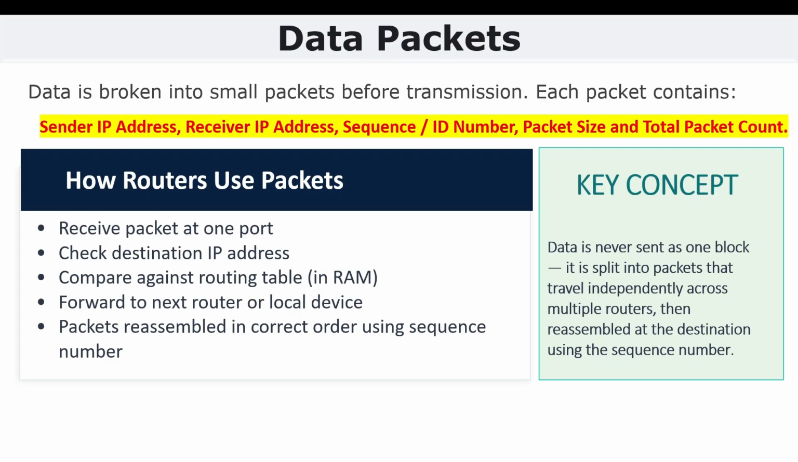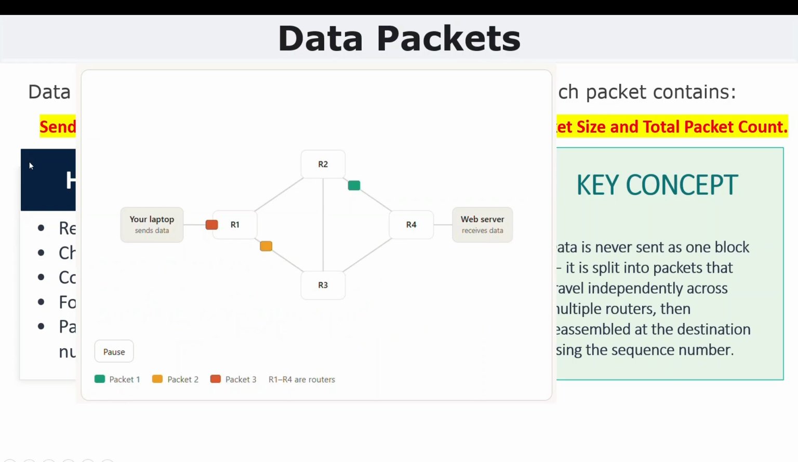This is how routers use packets. They receive a packet at one point, check the destination IP, compare it against a routing table, and then forward it to the next router until it gets to the right device. Once the packet data hits the right device, it's reassembled into the correct order using the sequence number. The key concept we want to get here is that data is never one block. It's always split into packets, and they travel independently across different paths.